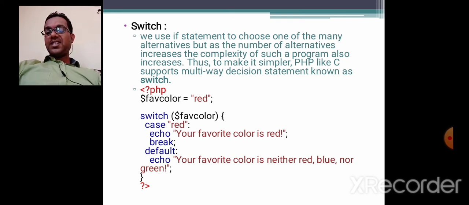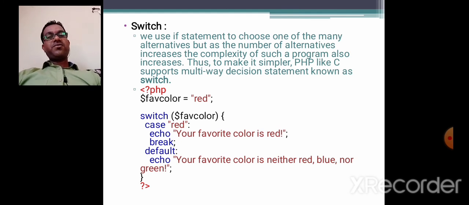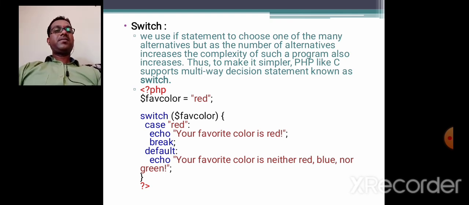The syntax of switch is: switch, in brackets a variable, open curly bracket, case value 1, block of code, break, then case 2, block of code, break, and finally there is a default and a default code block. Here the example is given. $favoriteColor equals red. Pass this variable in switch. Cases are taken. First one is red, then print "Your favorite color is red". If not, then the default is taken: "Your favorite color is neither red, blue, nor green".